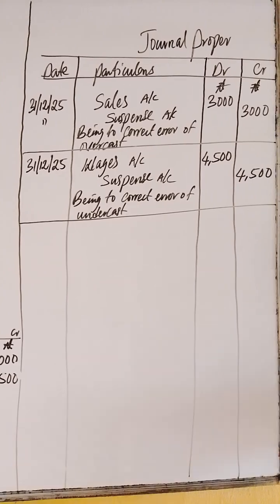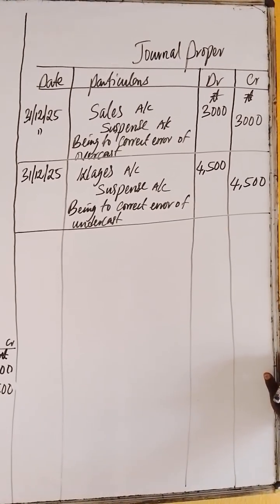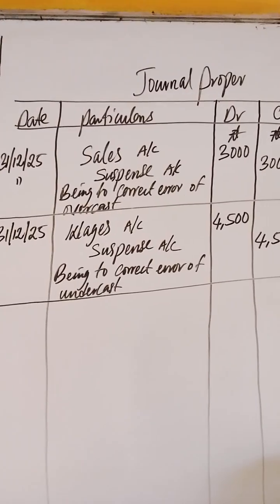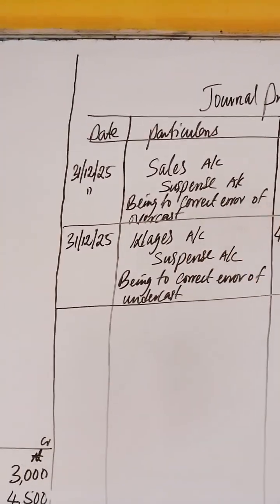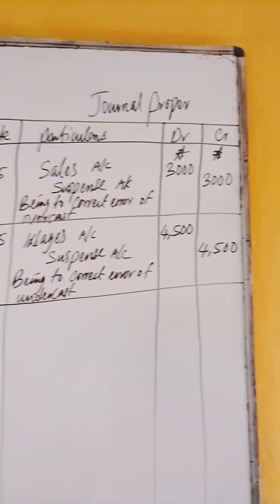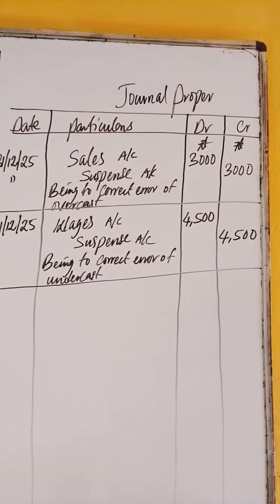In narration you have to be brief and clear. Don't just put statements. If you know the name of the error, you can just make it very clear. Being to correct error of overcast. You can say overcast of sales, but don't make it lengthy, just cut it short and clear and more professional. Being to correct error of overcast.